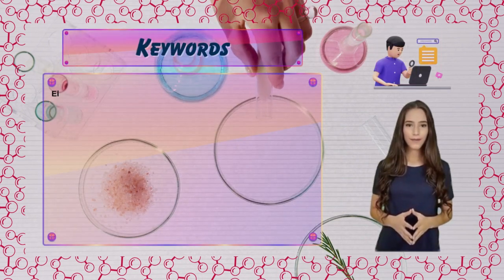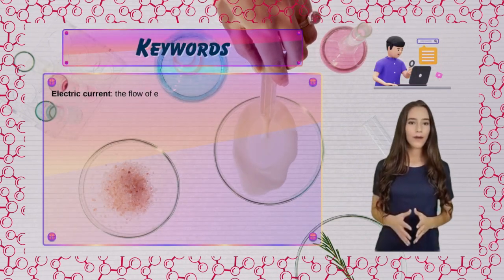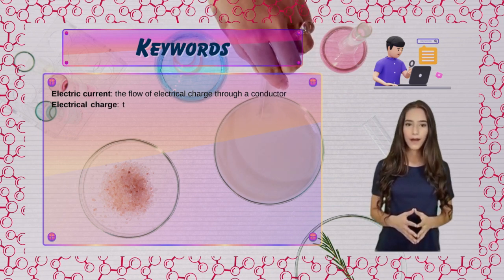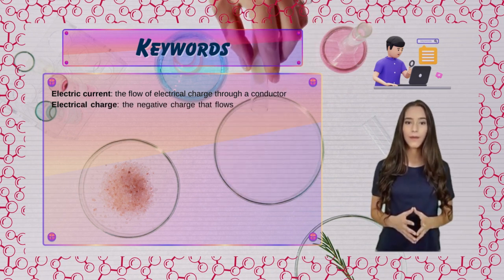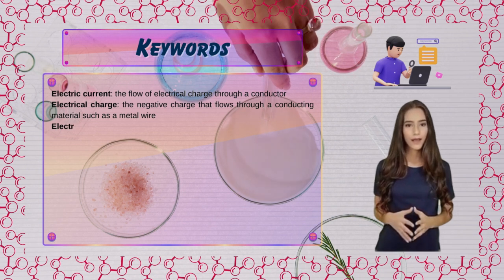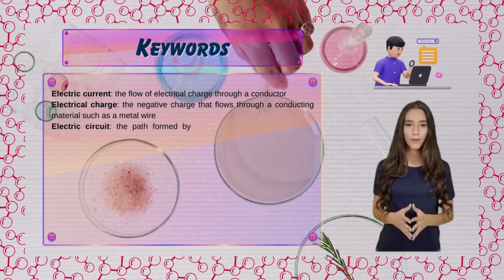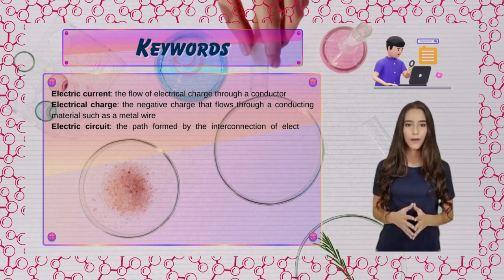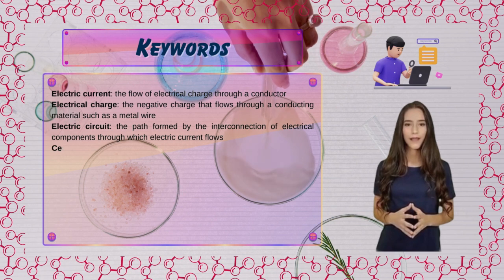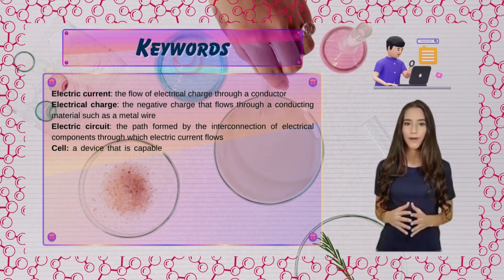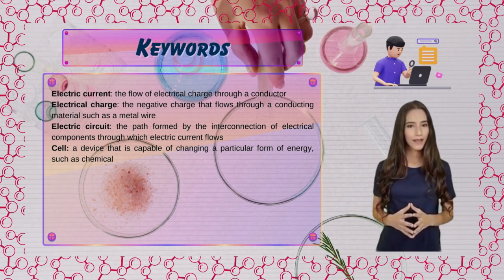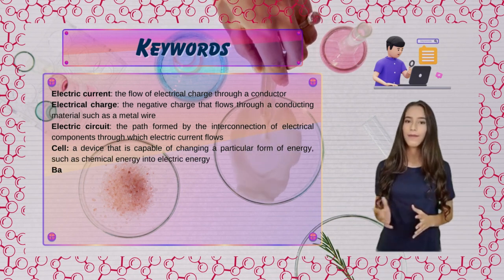Keywords: electric current, the flow of electrical charge through a conductor. Electrical charge, the negative charge that flows through a conducting material such as a metal wire. Electric circuit, the path formed by the interconnection of electrical components through which electric current flows. Cell, a device that is capable of changing a particular form of energy, such as chemical energy, into electric energy.